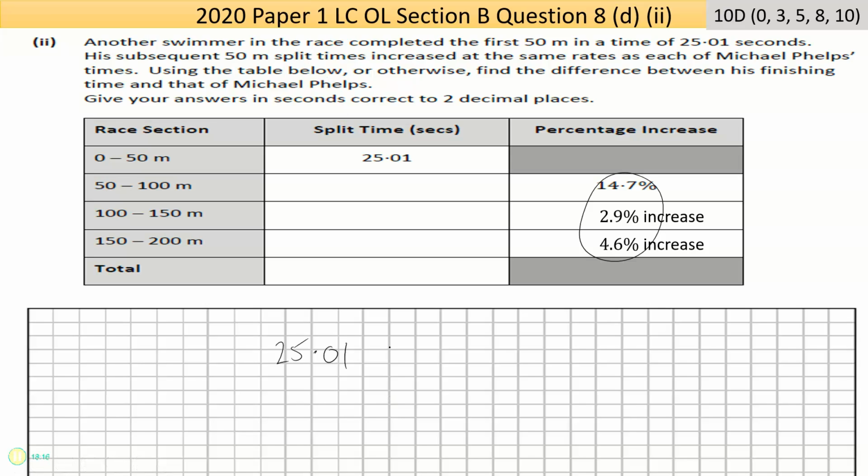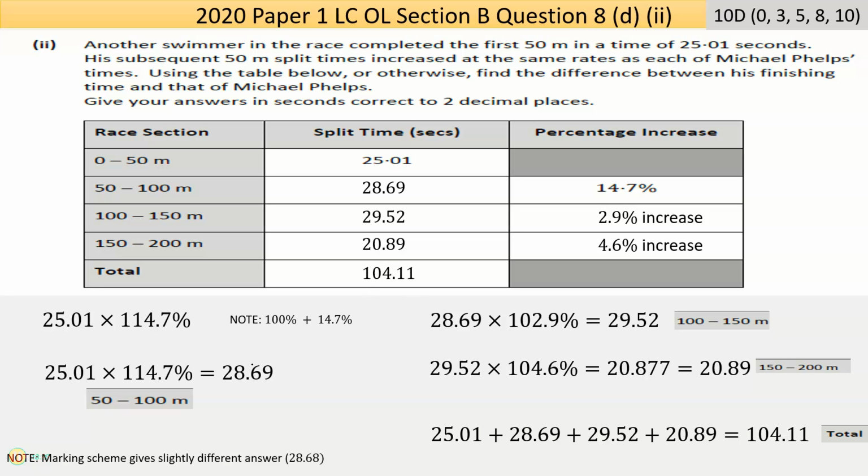And you have the 25.01. Now you're multiplying that by 14.7%. But remember, there's also the 100, so you're multiplying that by 114.7%. And that gives you an answer. I haven't done the next page. I got 28.69, so I wrote that down here. Now that 28.69 feeds in, so that's increasing by 2.9%, which is 100 plus the 2.9%. So I'm multiplying that by 102.9%. I got 29.52, and that goes in here.